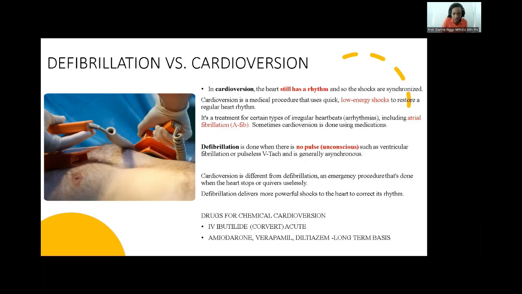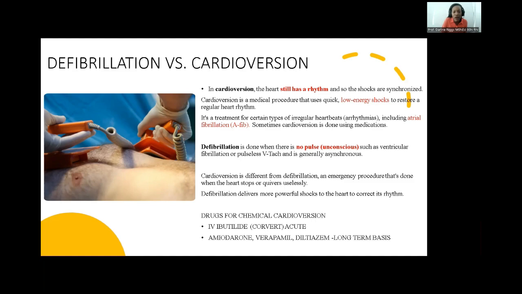great for atrial fibrillations. Okay. Defibrillation is done when there is no pulse, client is unconscious. Okay. Very true for pulseless VTAC. Okay. So they're different in the energy that they produce.